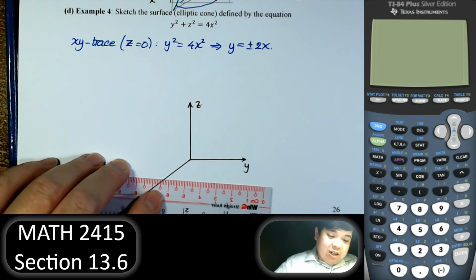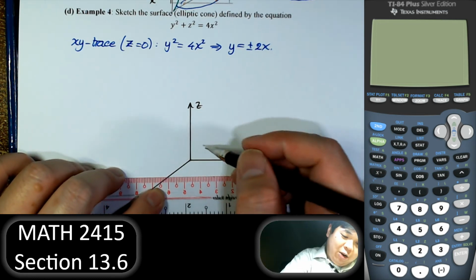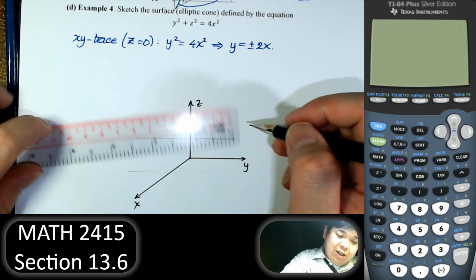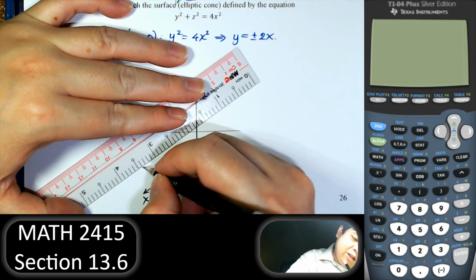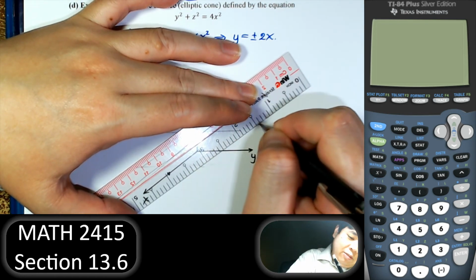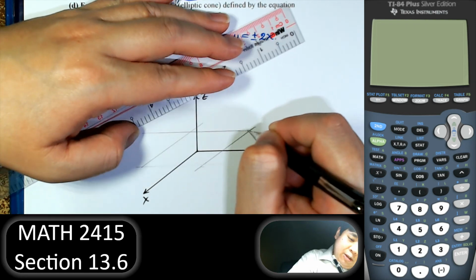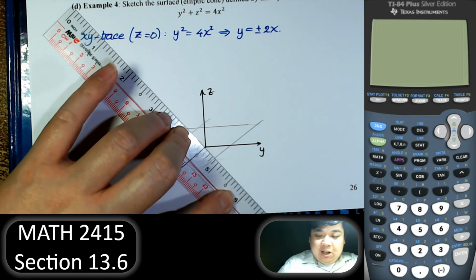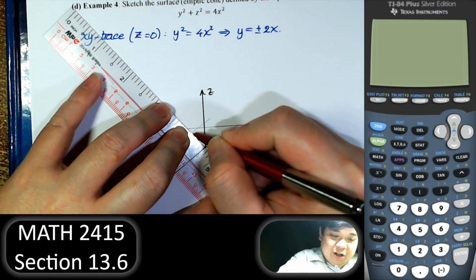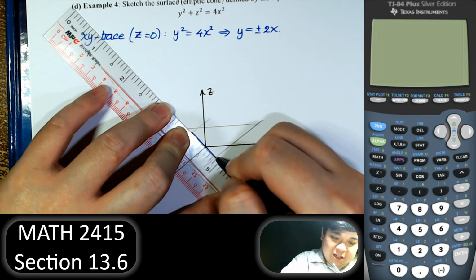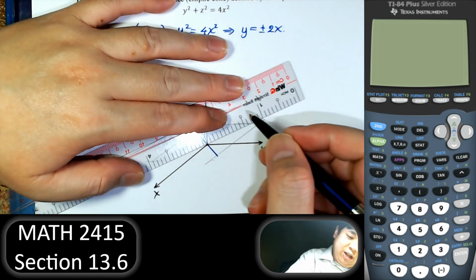So, the xy plane. I draw lines parallel to y and parallel to x. And y equal to 2x, so that is just the equation of a line. Y equal to 2x and y equal to negative 2x.